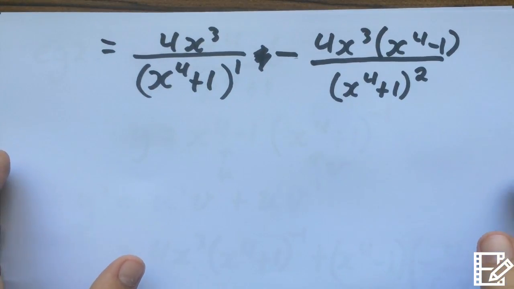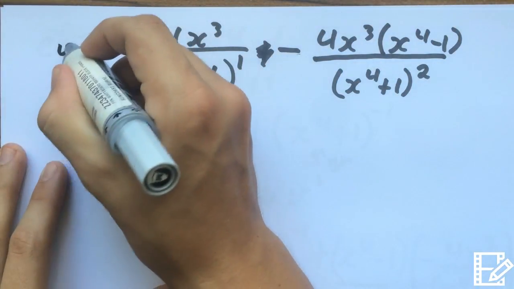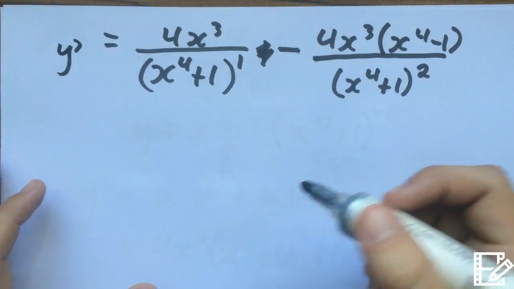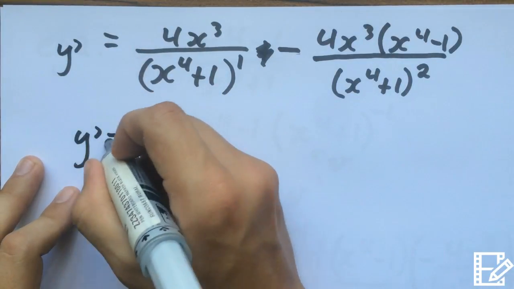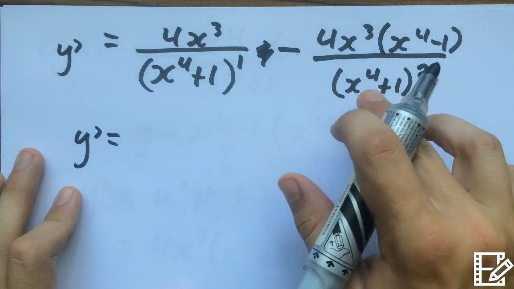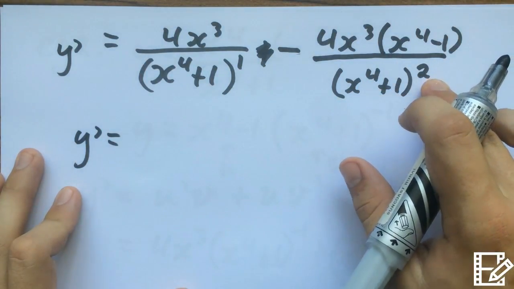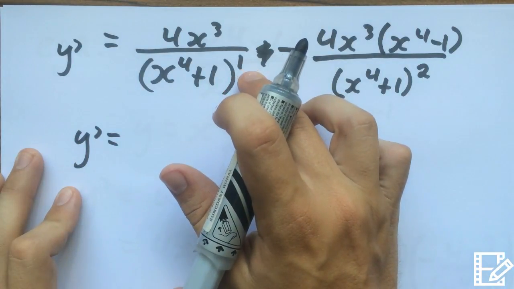Okay, so now we've got this. Most people will let you leave it like this. You don't have to do it any further. And if you want to watch the next example, skip to it. But I'm going to do this example and simplify it. Now, here we have an x to the power of 4 plus 1 squared. We have an x to the power of 4 plus 1 to the power of 1.